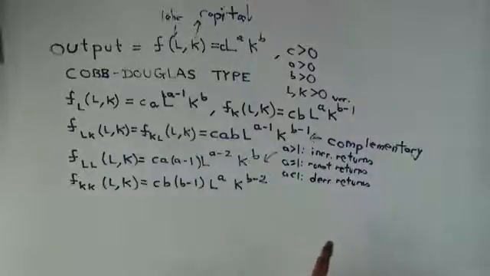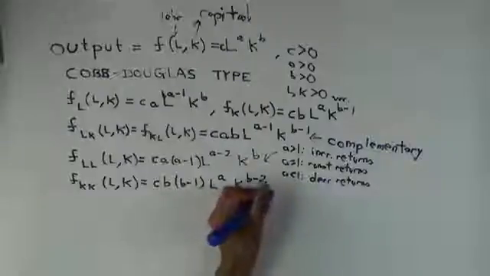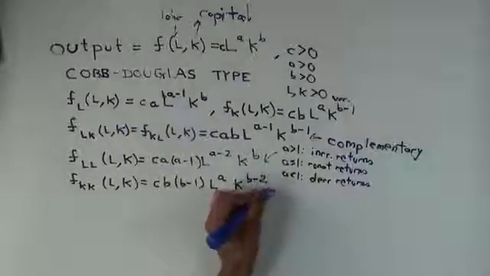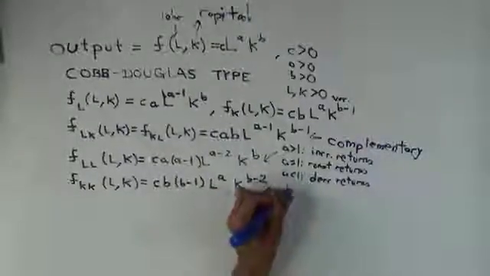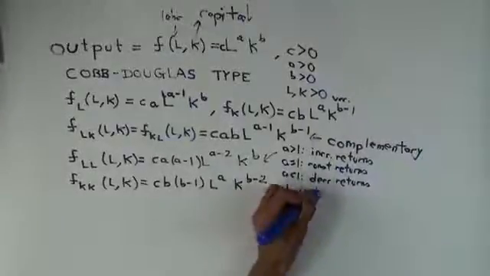Now you get that right? Yeah. Okay, what about the capital thing? Well, same story. Instead of A, you have B. Right? B instead of A. So the same story.